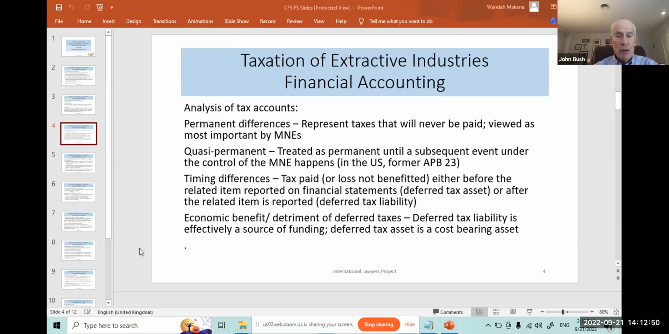Timing differences I talked about before. And I won't repeat what I said before.